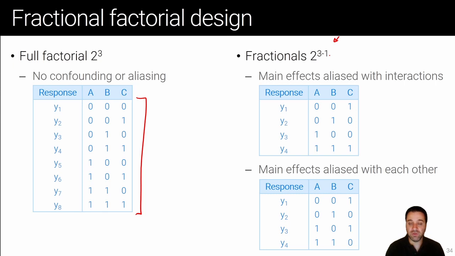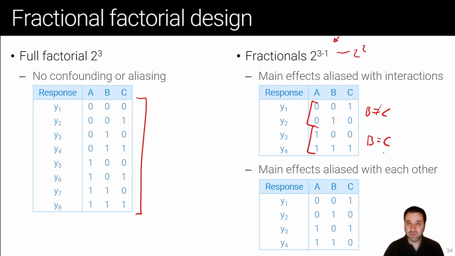So it becomes 2 to the power of 3 minus 1. In this case, it means that we are splitting the whole design in 1/2. So it would be something equivalent to 2 to the power of 2. That means 4. And so in this case, we have 4 combinations only of the factors. And in this case, we're going to be able to estimate the main effects, but they are confounded with the interactions between them. So for example, in this case, we have that when A equals 0, B is always different from C. And when A equals 1, B is always equal to C.